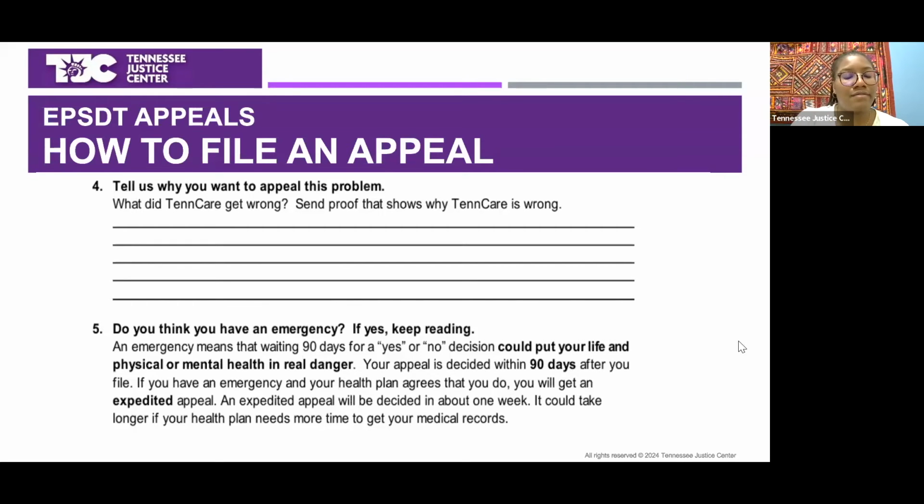So the overall timeline for an appeal is 90 days. The appeal should be decided within 90 days from the date of the appeal. And in a lot of cases that's too long. So if you're in an emergency situation, there are additional steps you can take to file what's called an expedited appeal, which, it says on the form, you'll have about a week to go through the process. So if there is an emergency situation that can't wait 90 days, there is an alternative pathway to appeal in that situation.